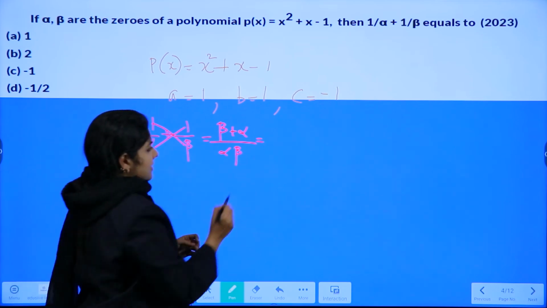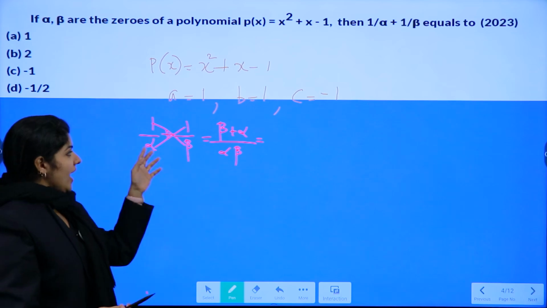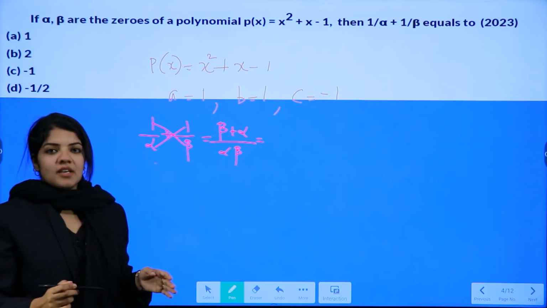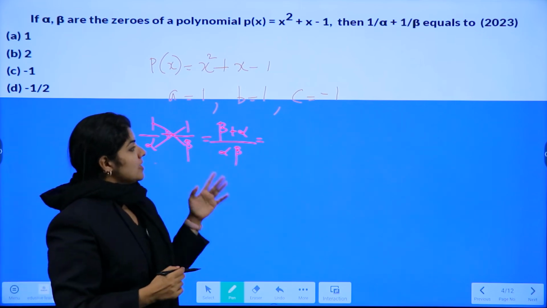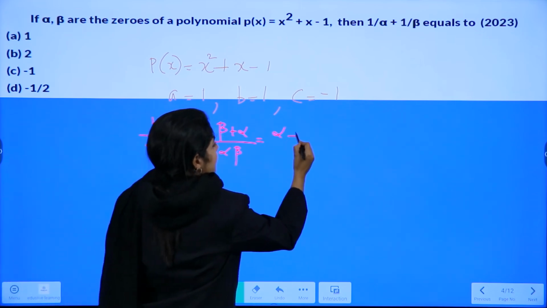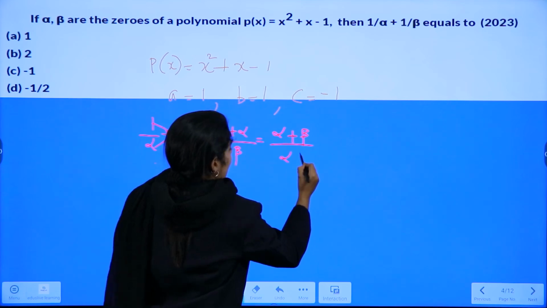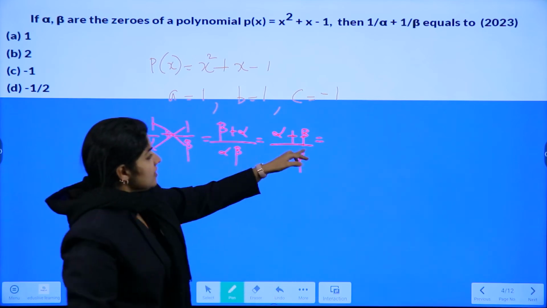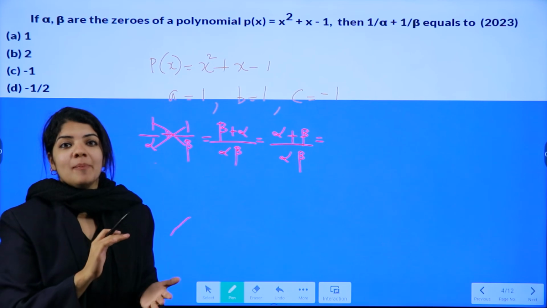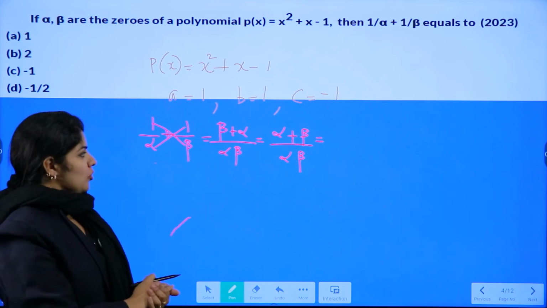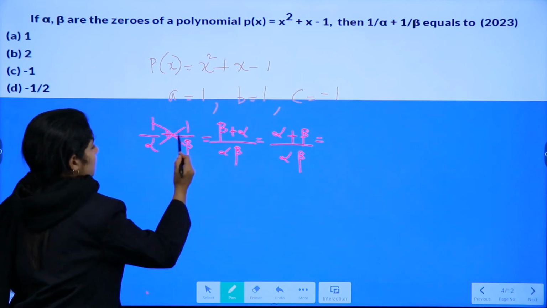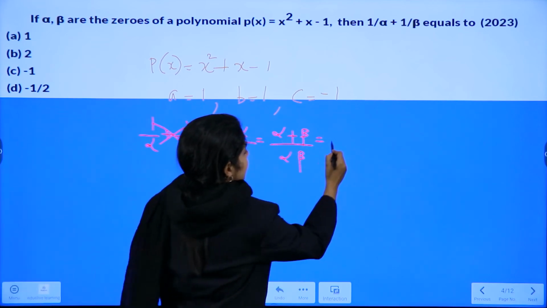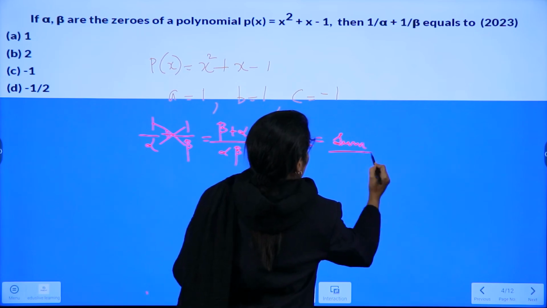You made the denominator the same by taking the LCM. So the LCM of alpha and beta is alpha beta, and then cross multiplying. So beta plus alpha is the same as alpha plus beta by alpha beta. And what is this alpha plus beta? Alpha plus beta is the sum of zeros and alpha beta is the product of zeros. Okay, so we will find the sum and product.